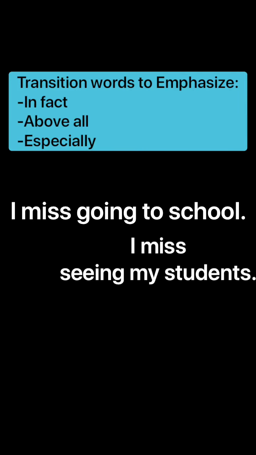First sentence, I miss going to school. Okay, but I want to be able to emphasize why I miss going to school. So I'm going to think of the most important reason of why I miss school. Okay, I have it. What I miss most about school is seeing my students. So that's my second sentence. I miss seeing my students. Now I need a transition word to connect those two sentences. There are two transition words in our emphasis list that would work best. What are your thoughts? Pause the video and give it a try first.